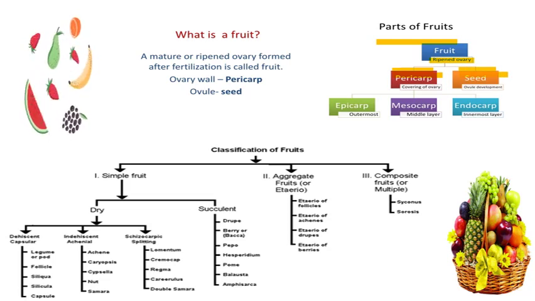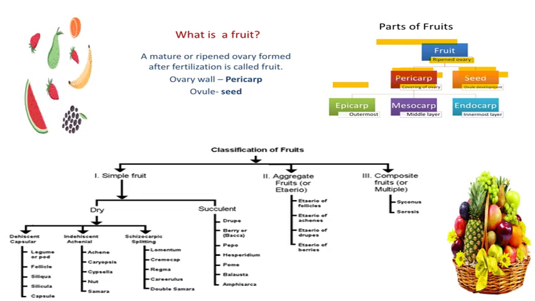So the pericarp is further divided into three layers. The outermost layer is called epicarp. Inner to epicarp we have a middle layer that is called mesocarp, and the innermost layer we call endocarp. So this is all about the different parts of fruit.